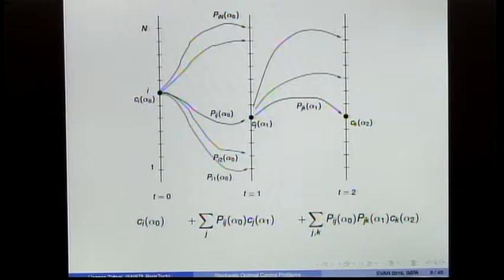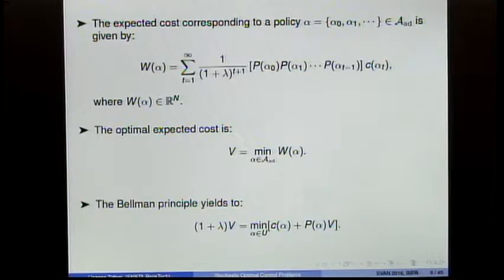So it's a combination with these coefficients that are the transition probabilities, and so on. And then the final cost is the summation of all these contributions. For each t, we have a cost that we multiply by the discount factor, and then we count everything. This gives us a cost related to the policy alpha that we are using. And the optimal expected cost is the minimization over all the policies.